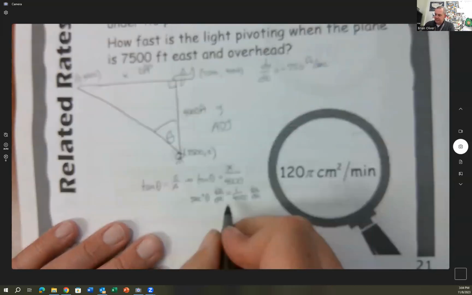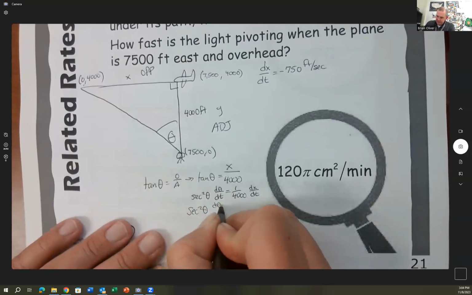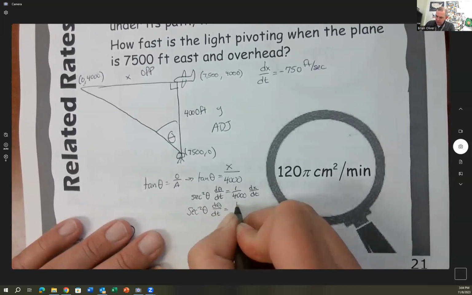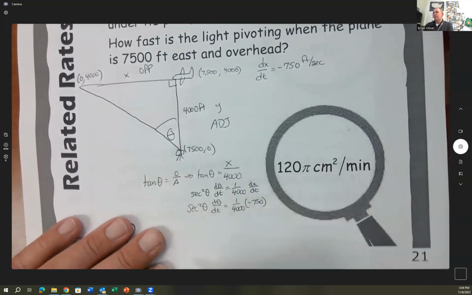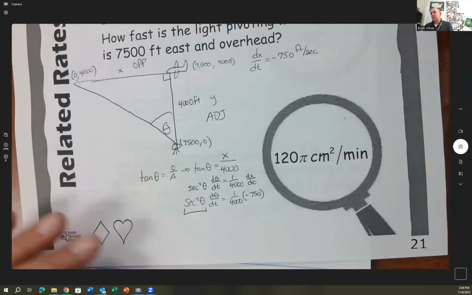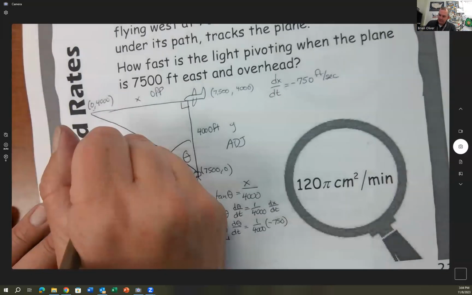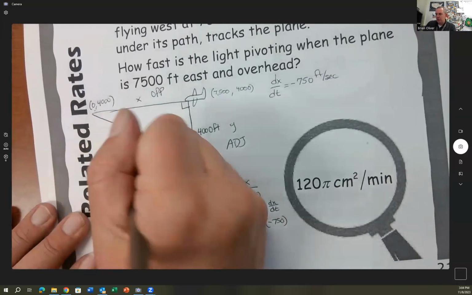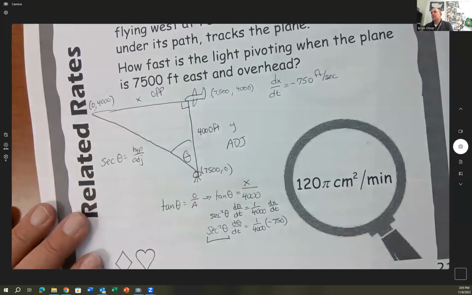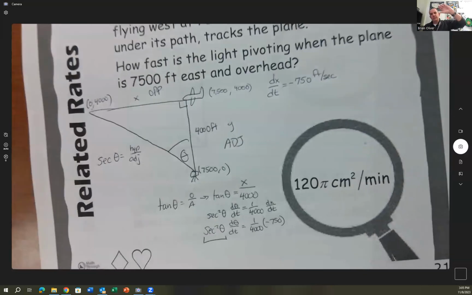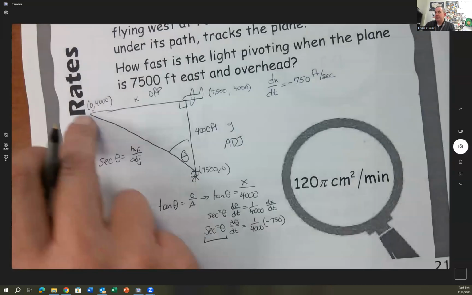We know that dx dt is negative 750, so we have secant squared theta, d theta dt equals 1/4,000 times negative 750. So again, we need to figure out secant theta, secant squared theta. From before, secant theta is equal to hypotenuse over adjacent, because it's 1 over cosine, and cosine is adjacent over hypotenuse, so you flip it over. So that means I need to figure out the hypotenuse.